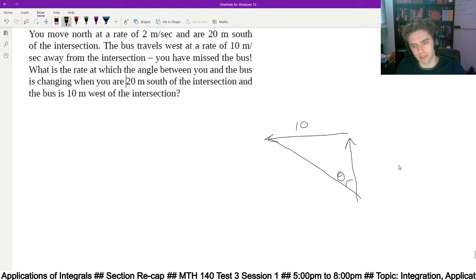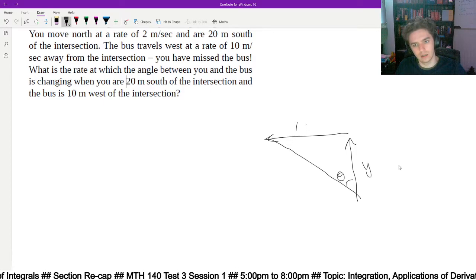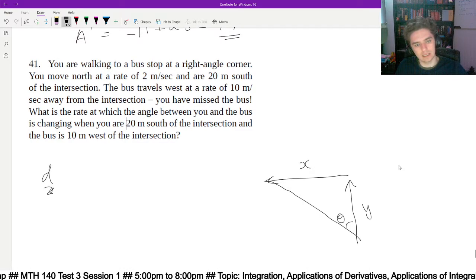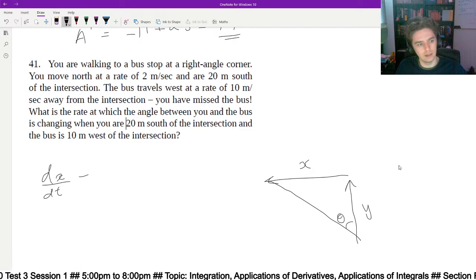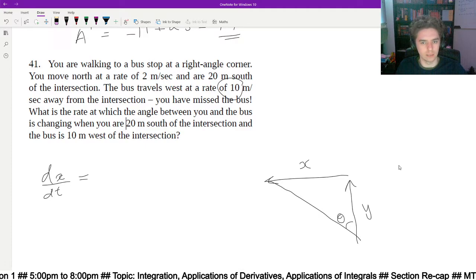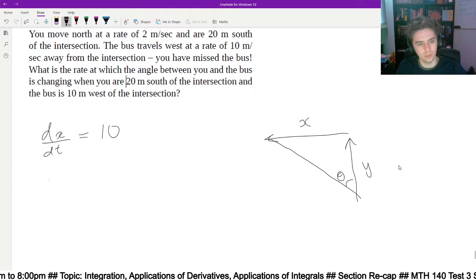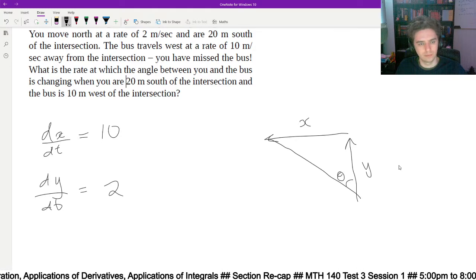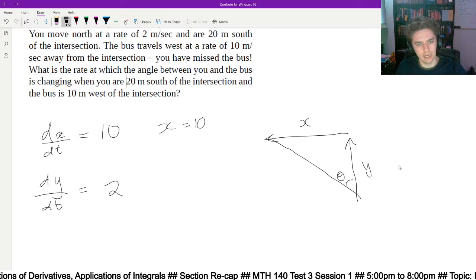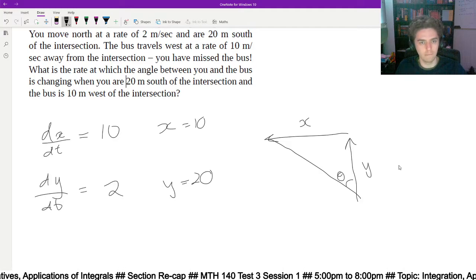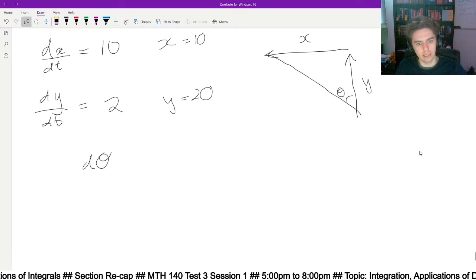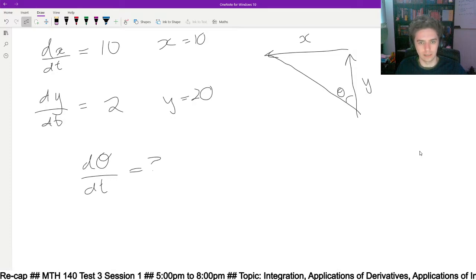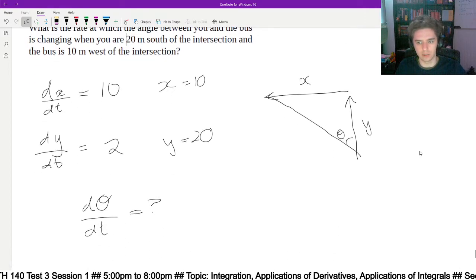Okay, so just to be clear here, call this y, call this x, right? We know dx/dt. We know that that's 10 meters per second, so 10. We also know dy/dt is 2. We know x is 10, and we know y is 20 at the time we're looking at. And so we're trying to find dθ/dt, right, at those times, when these things are true. So let's find a relationship between all these three things.